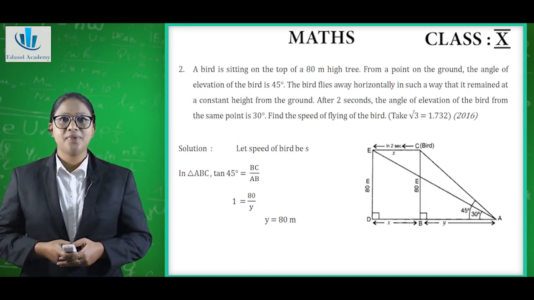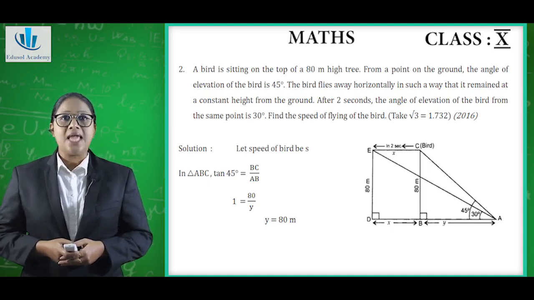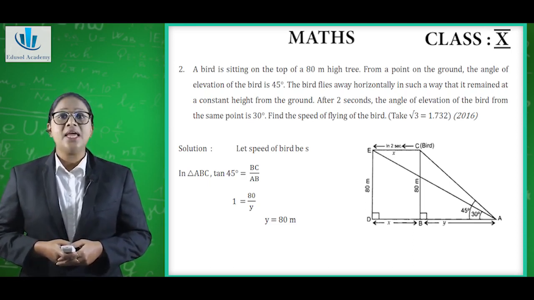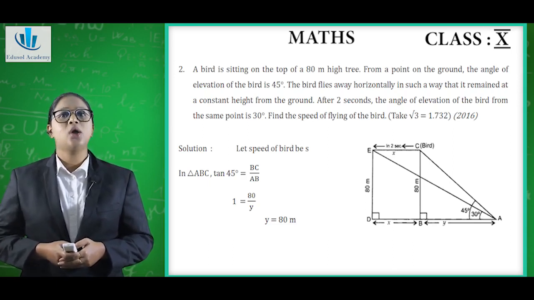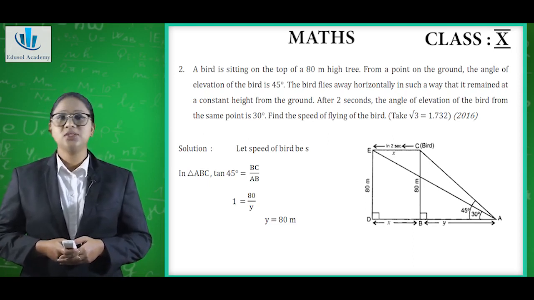Now the next question. A bird is sitting on top of a 80 meter high tree. From a point on the ground, the angle of elevation of the bird is 45 degree. The bird flies away horizontally in such a way that it remained at a constant height from the ground. After 2 seconds, the angle of elevation of the bird from the same point is 30 degree. Find speed of flying of the bird. Take root 3 is equal to 1.732.